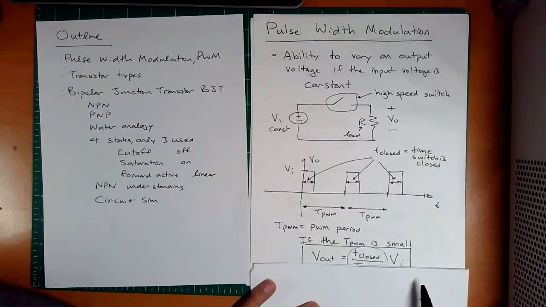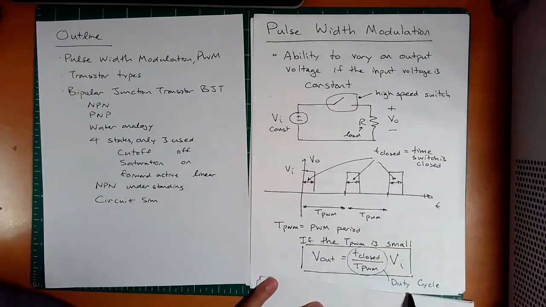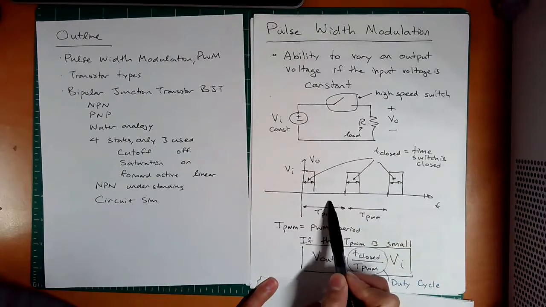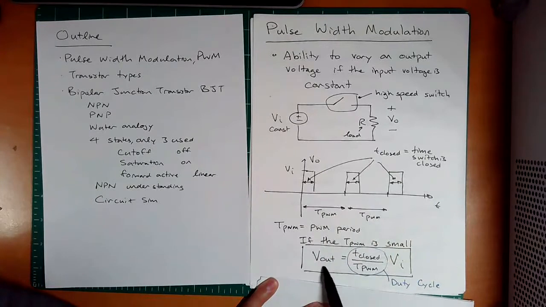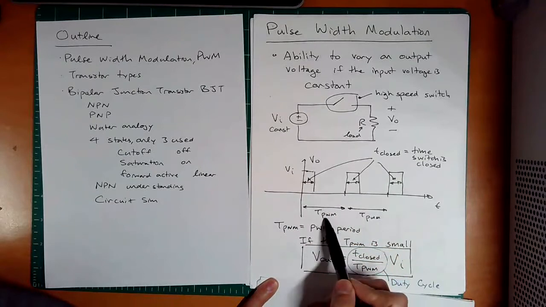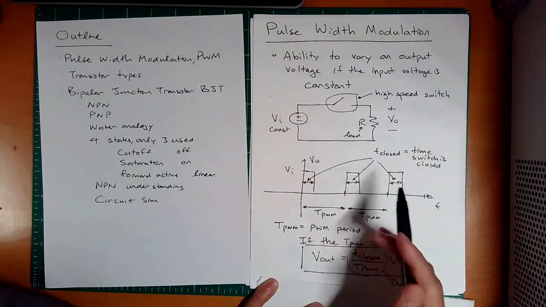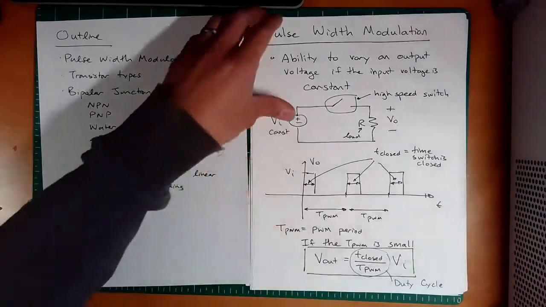Now, the ratio of the time closed divided by this period is what we call the duty cycle. If this PWM period is very small, the output will be approximately the duty cycle times the input. So for example, if the on time is 50% of this period, then the duty cycle is 50% and the output would be half of the input. So really cool, very simple idea, but it actually works very effectively. All right, good.